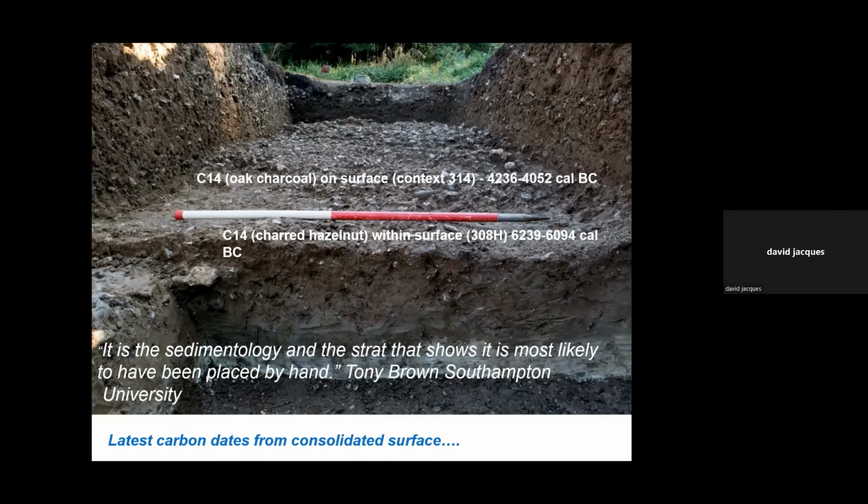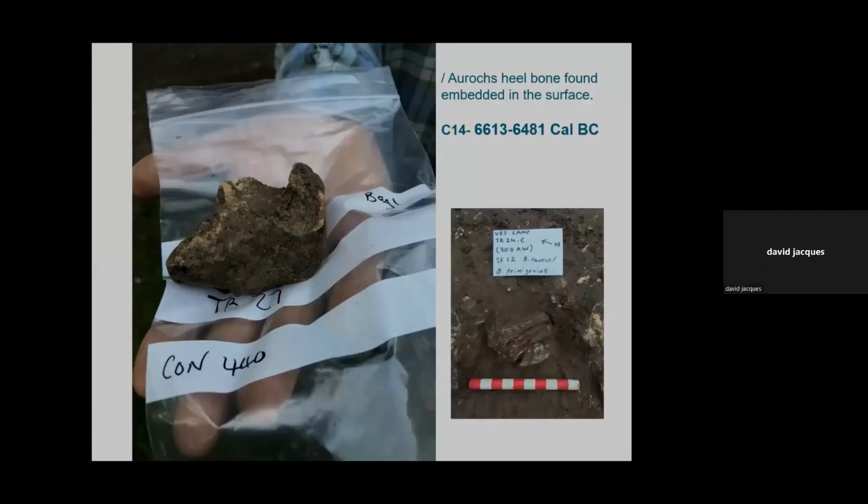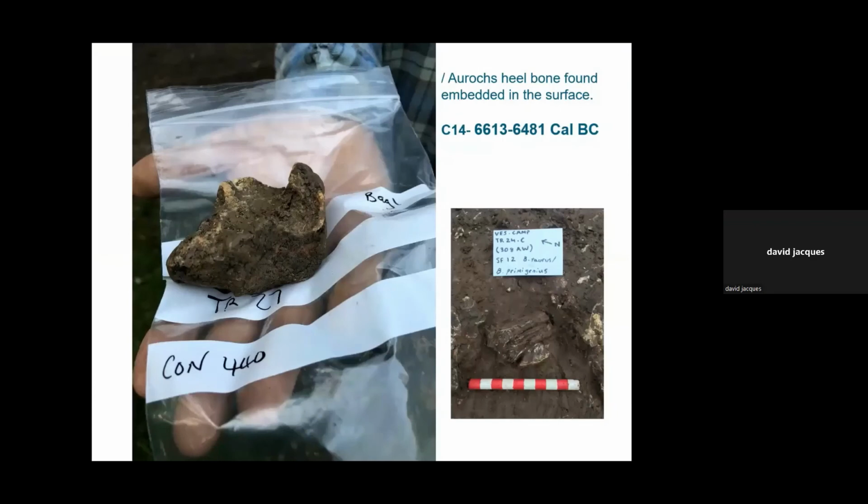It looks like we've got a consolidated set of platforms, in other words, a platform that's regularly being mended or bulked up. And people are deliberately selecting stones that are similar size to make it over a very long period of time. Here's another date that we've got from it. This is from an Aurochs heel that was embedded in the surface. So this comes out again as a 7th millennium BC date.